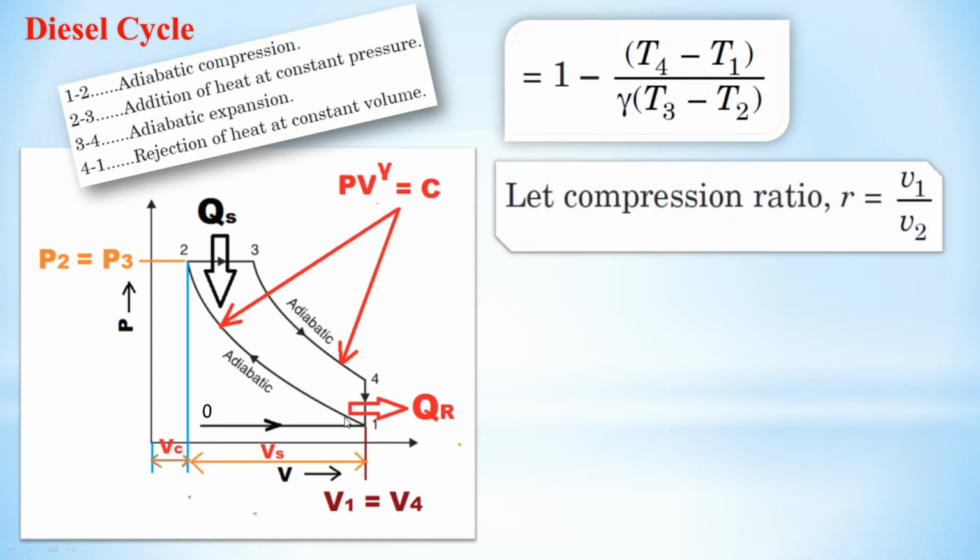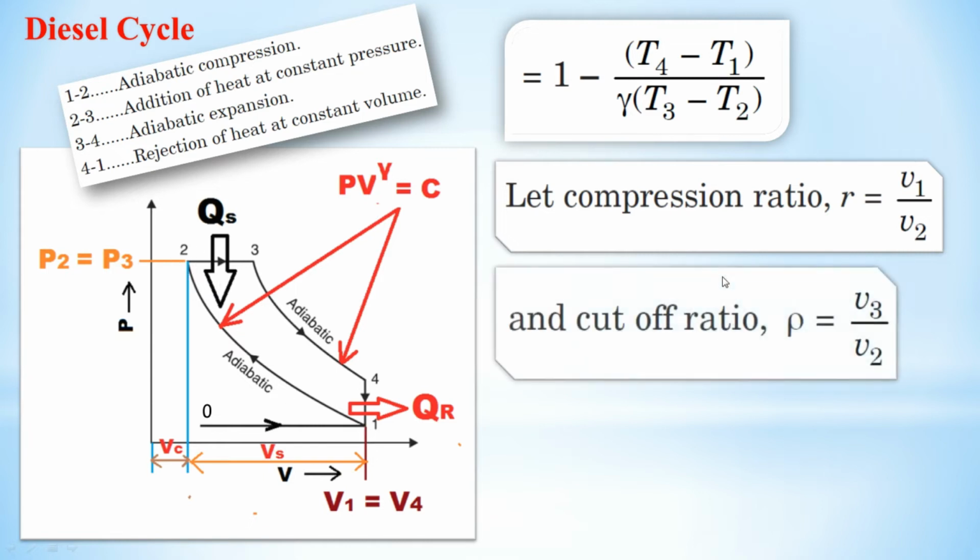We know the compression ratio. Compression ratio means the ratio of volume before compression and after compression. So r equals V1 by V2. And cutoff ratio: in the case of an Otto cycle, we are not considering the cutoff ratio, because in the Otto cycle the cutoff ratio is 1, since it is a constant volume heat supply.